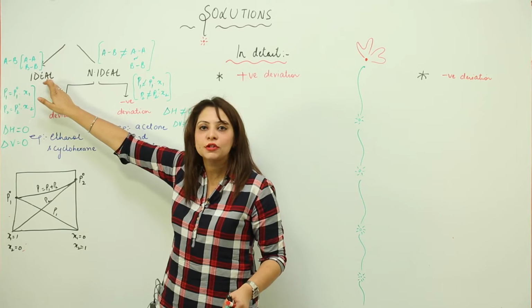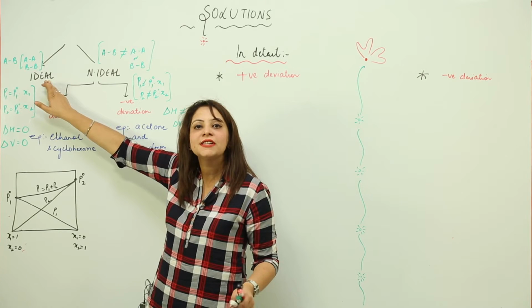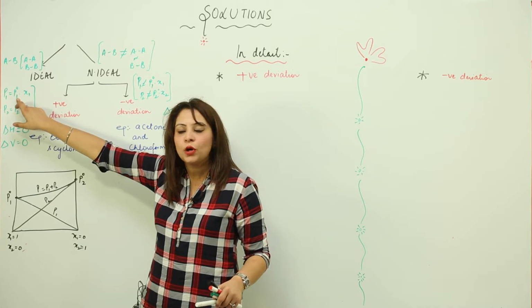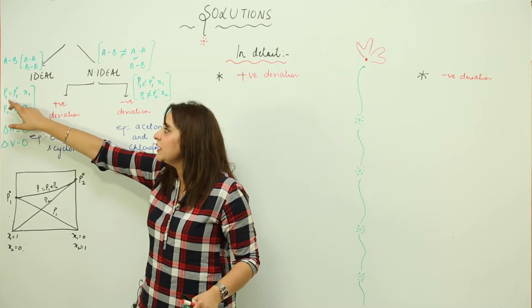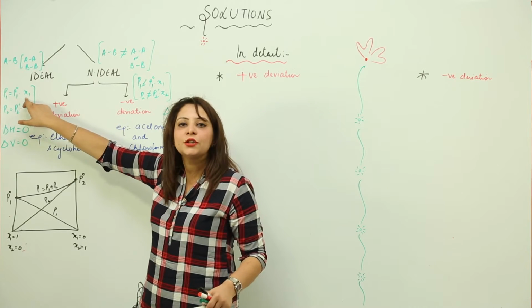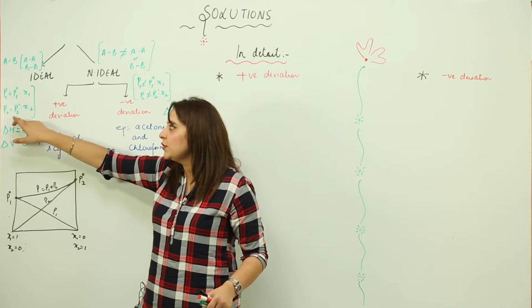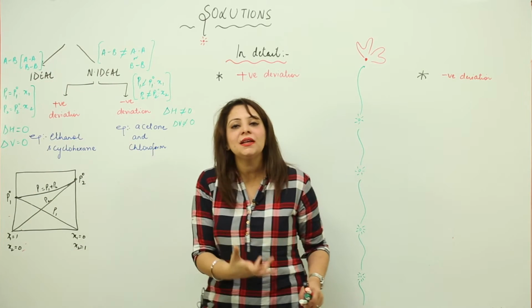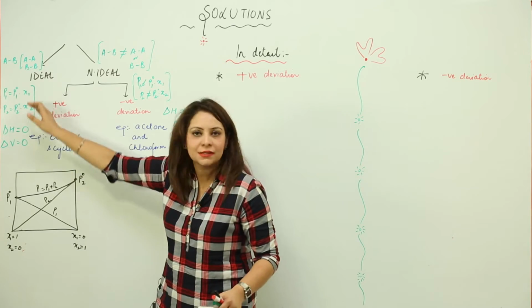And what do we mean by Raoult's law? Raoult's law says that the partial pressure is equal to the product of the pressure exerted when it is a pure solvent and the mole fraction, right. So, suppose this P1 is exerted by A, so P1 is equal to P1 naught into X1, and similarly P2 is equal to P2 naught into X2. Right. So, that means an ideal solution obeys Raoult's law, so it obeys this relation also.